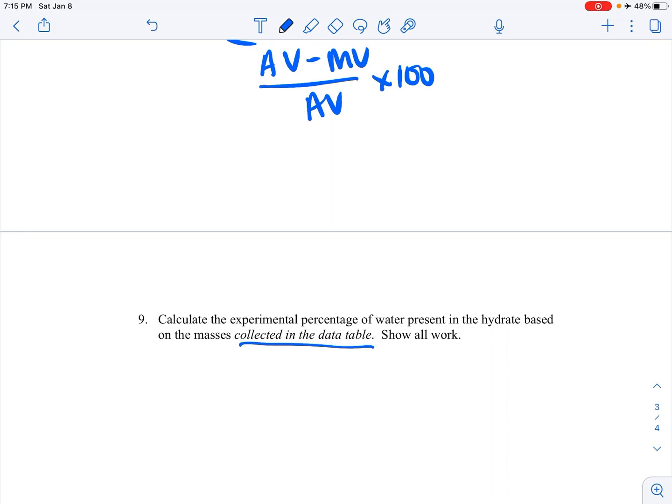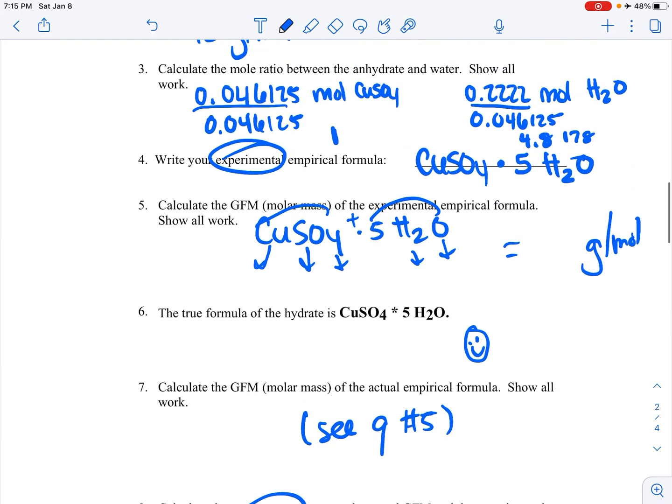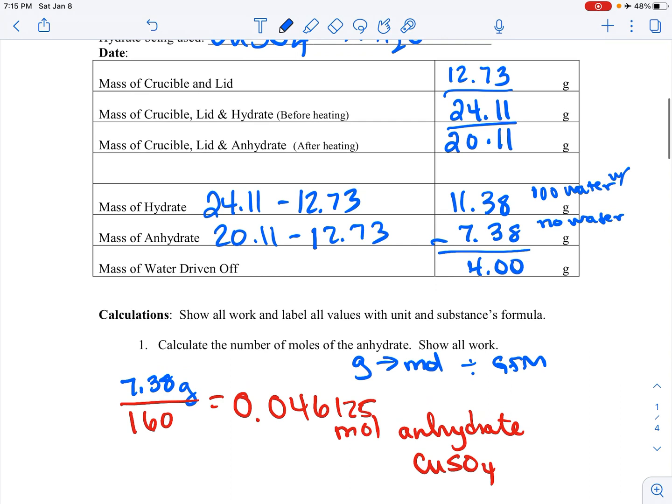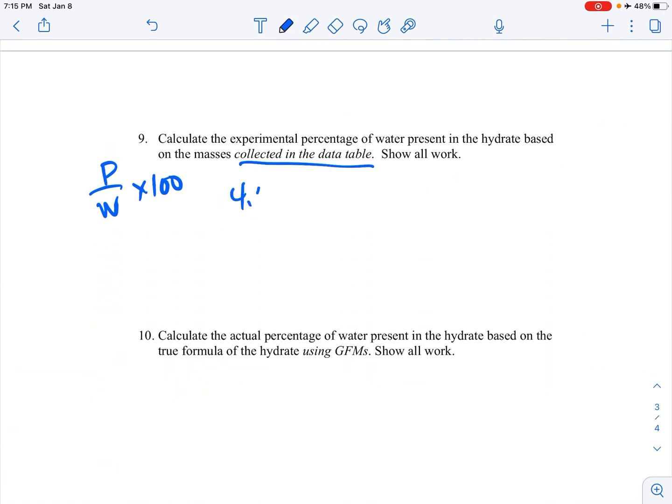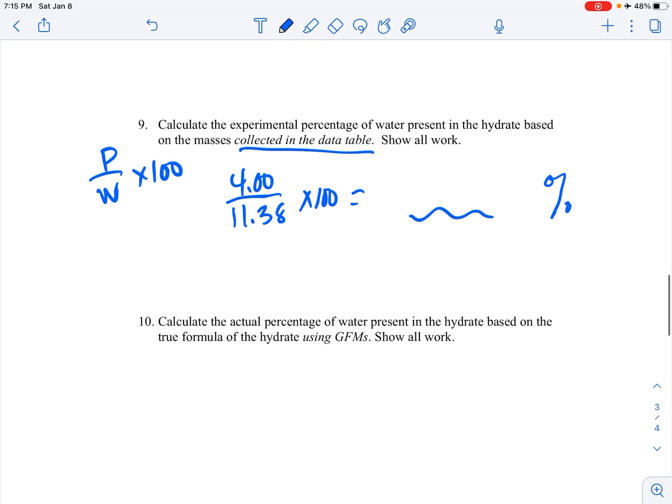So remember, percent composition is mass of part over mass of whole times 100. So we would need to go to the data table. So going back here, percent water would be mass of water over mass of the whole thing times 100. So 4 over 11.38. 4 over 11.38 times 100. So then I would do that, and then whatever I get times, percent sign. Now this is from the data table. That is my experimental or my measured value.